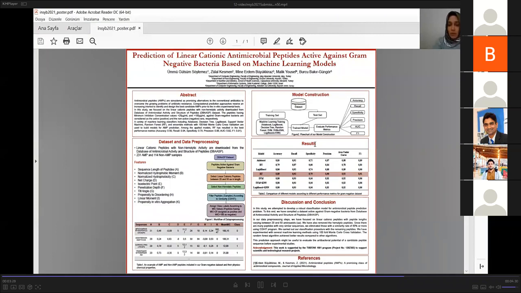After we applied these models on our data, we take our results. When we look at our results, we can see that random forest gives the best results when we compare to other models. And not only for accuracy, also for other metrics, it gives the best results. And as a conclusion, in this study, we attempt to develop a robust classification model for antimicrobial peptide prediction. And we have compiled our dataset from the DBASP web server. At the end, we can say that the random forest algorithm achieved better results when we compare to other algorithms. And this prediction approach might be useful to evaluate the antimicrobial potential of a candidate peptide sequence before experimental studies. Thank you for listening. If you have any question, I will be glad to answer.